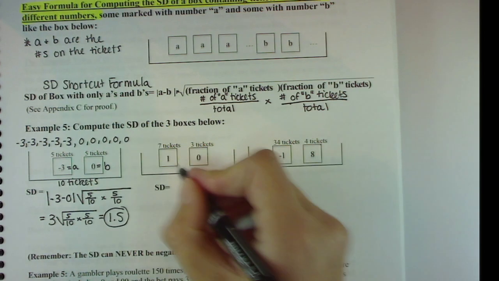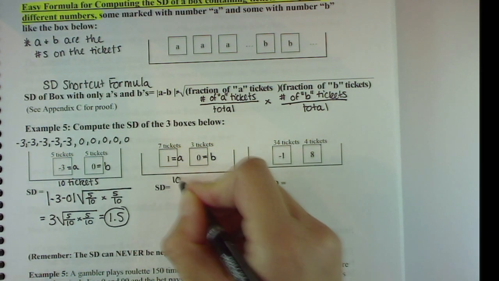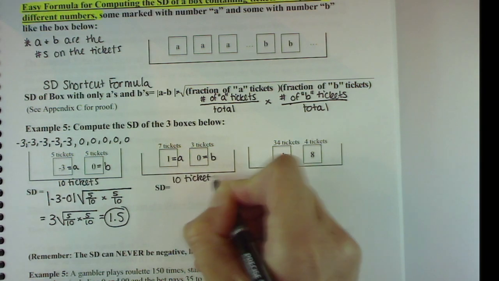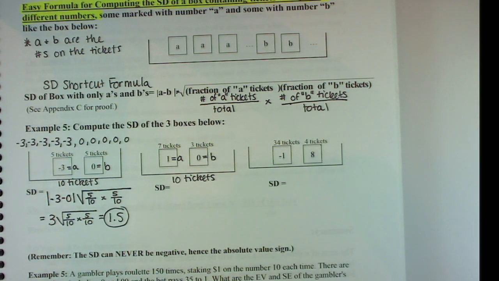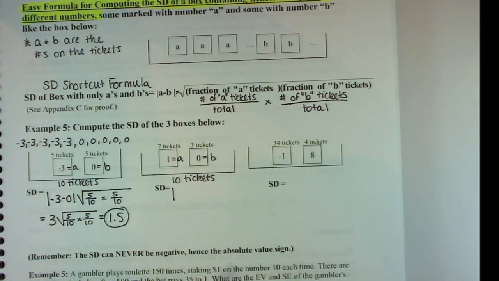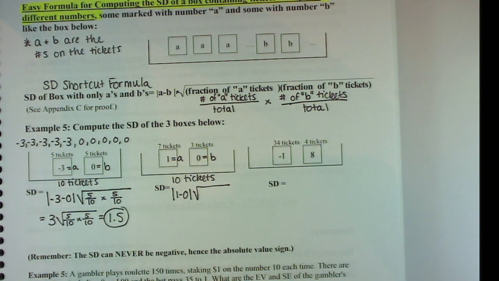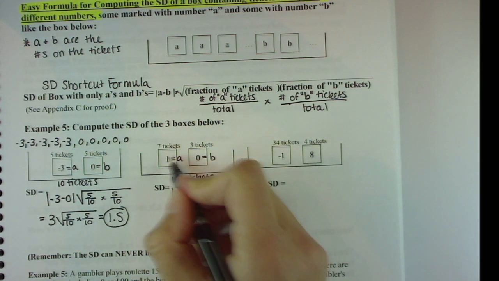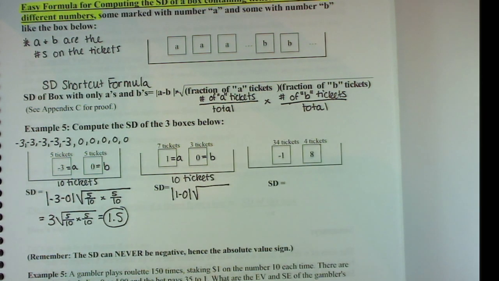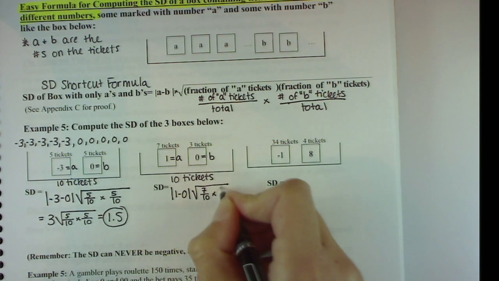Let's do the next one. I'm going to say that there's ones and zeros. 1 is A, 0 is B. There are also 10 tickets in this box. And again, I would take the absolute value of A minus B. So A and B are 1 and 0, which is nice. That's just 1. That's an easy one. And then the fractions are a little bit different. The fraction of A tickets, so the fraction of ones is 7 over 10 times 3 over 10.